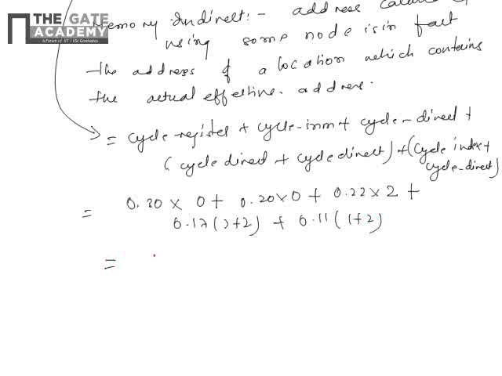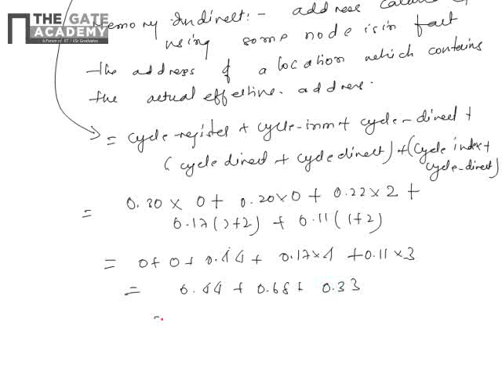So this value will become 0 plus 0 plus 0.44 plus 0.17 into 4, which is 0.68, plus 0.11 into 3, which is 0.33. So it will be 1.45. So the answer is A. Okay, thank you.